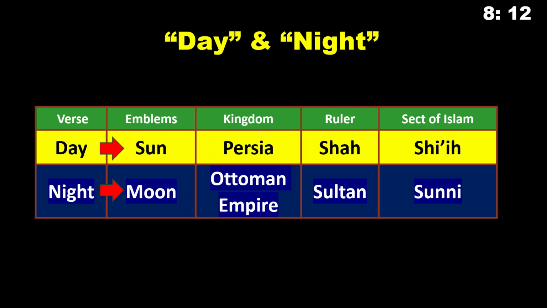Day and night may have another meaning in this context. Day can represent the sun, an emblem of Persia. The predominant religion in Persia is Shia Islam. Night has the moon associated with it. The crescent moon is the symbol of Sunni Islam and the Ottoman Empire.